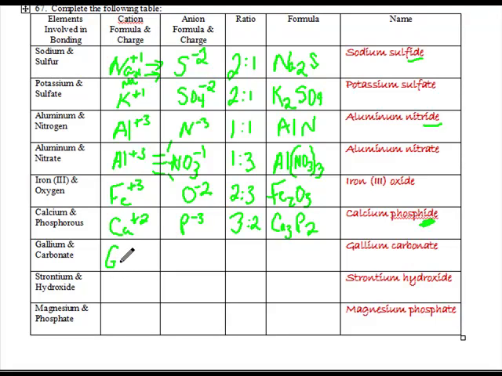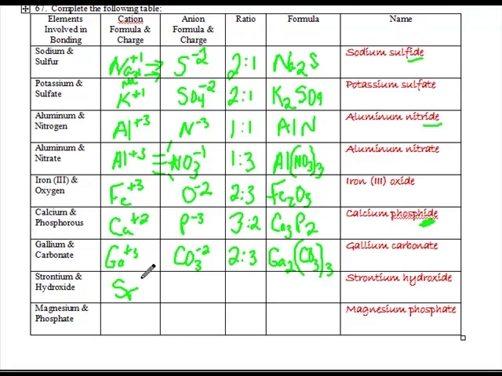Alright. Gallium. Gallium makes a +3 charge. It's under aluminum, so it does the same thing. And carbonate, you have to memorize, CO3 -2. Crisscross the charges there. They're going to bond on a 2-to-3 ratio. And here we go. Ga2(CO3)3. I got to put carbonate in parentheses.